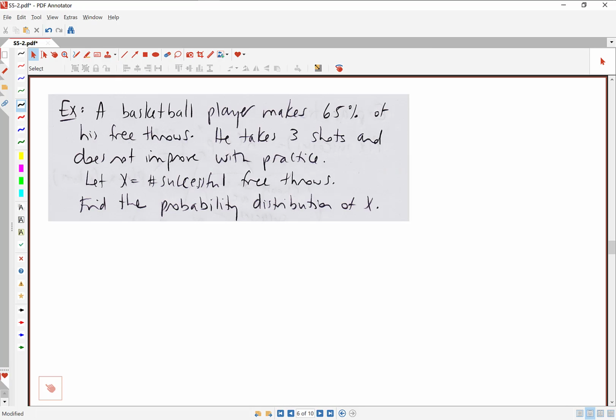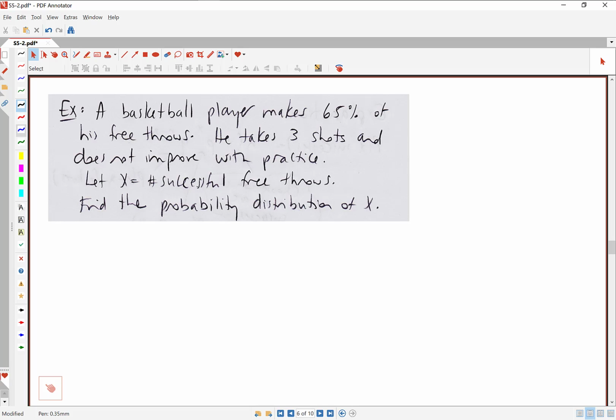So let's say a basketball player makes 65% of his free throws. He takes 3 shots and does not improve with practice. We're going to let capital X be a random variable. Specifically, it's the number of successful free throws that this player makes. And we're going to find the probability distribution of X.